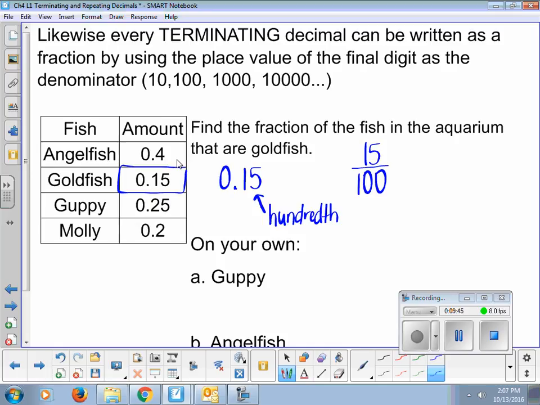Can we simplify for this? What number goes into both 15 and 100? 5. We could divide both by 5. What is 15 divided by 5? 3. And what is 100 divided by 5? 20. Could we simplify 3/20ths? No, so that's our final answer. So we get 3/20ths from 0.15. When you say this decimal place out, it's 15 hundredths, which we write as 15 over 100, and then simplify.